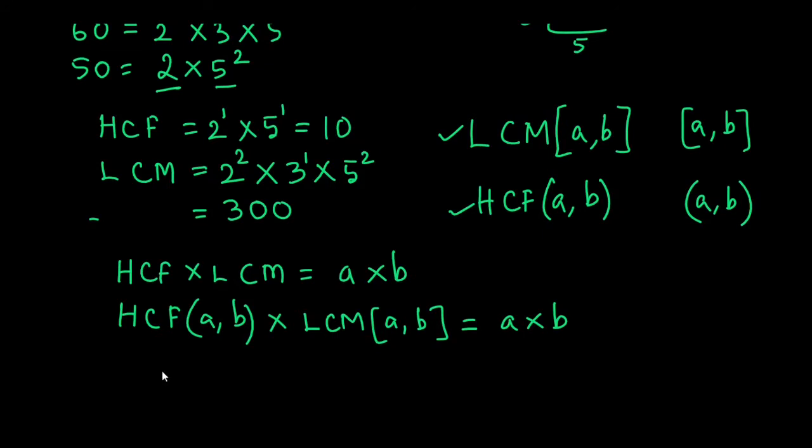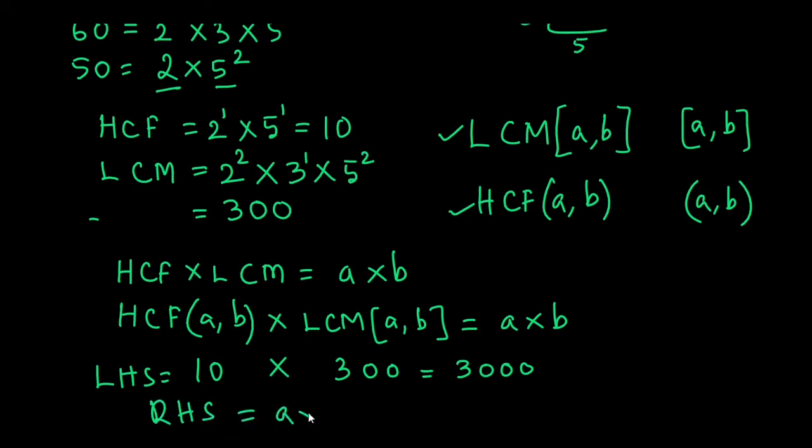Now let us verify. The HCF we got is 10, into LCM 300. So this is 3000. This is the left hand side. Then what is the right hand side? A into B, 60 into 50. This is 3000. So here 3000 and here also 3000. It is verified.